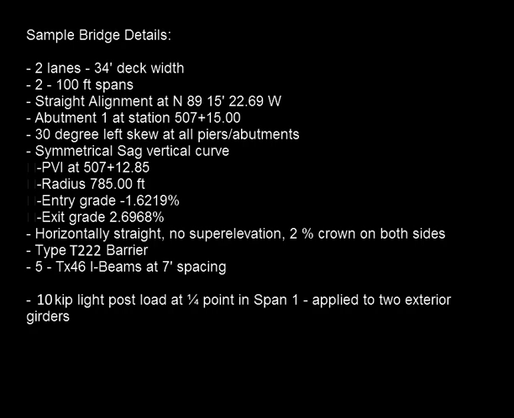Barriers are TxDOT type T222 on both sides. And to make things a little more interesting, we have a 10-kip light post at the quarter point in span 1 on the left side of the bridge. And we'll assume that the light post load is distributed to the 2 exterior girders.